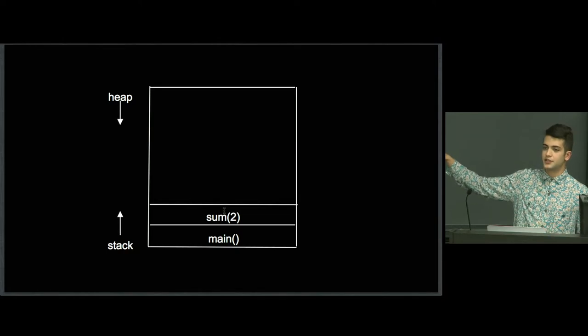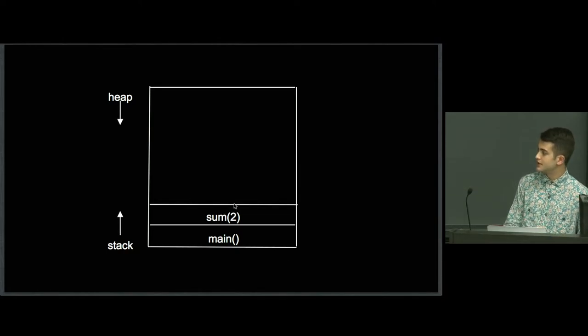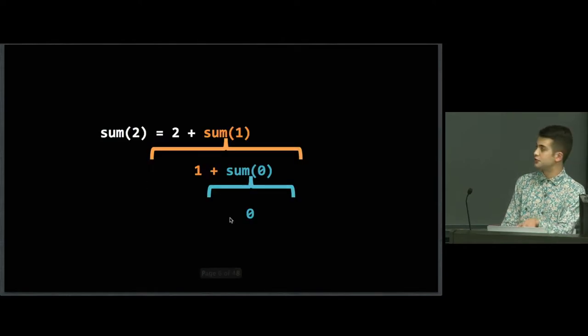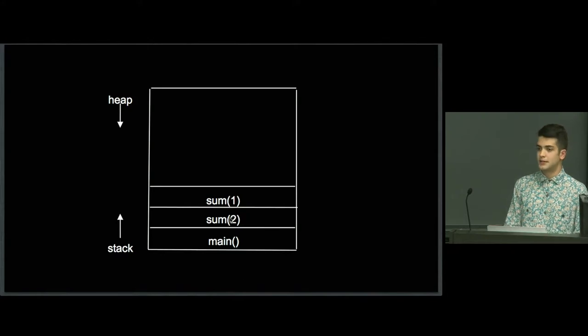First, you have the main function, and then the main function called sum of 2. And then sum of 2 is going to say, oh, sum of 2 equals 2 plus the sum of 1. So I add sum of 1 to the stack. And then sum of 1 is going to call sum of 0, which is also going to be added to the stack.